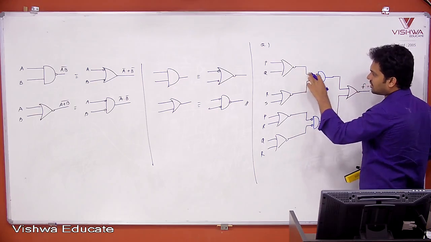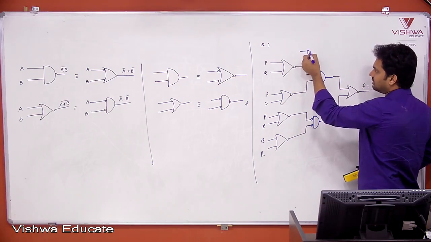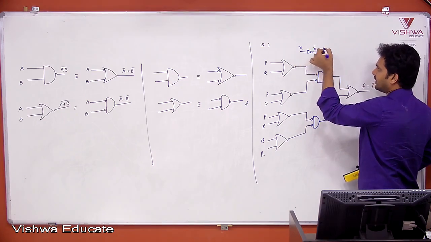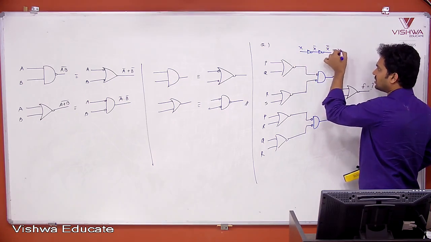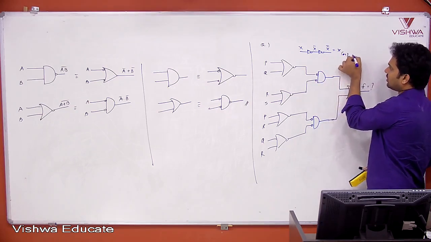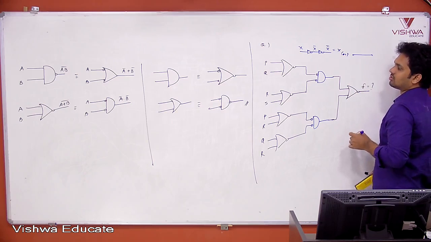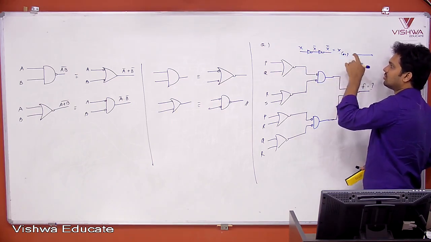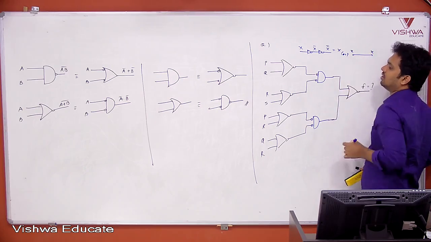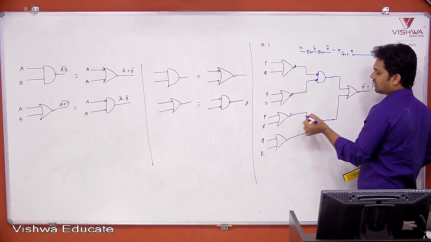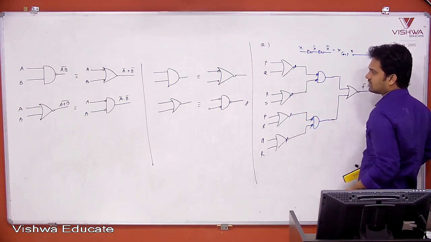Now two bubbles are side by side. Two bubbles side by side means what? One inverter after another inverter. If you have x bar, whole bar, what is the answer? X. Or you can say it is equivalent to this one. So, yes or no, x bar whole bar is again x. If you give x, you get the x. So you can cancel these two, cancel these two, cancel these two for easy analysis.